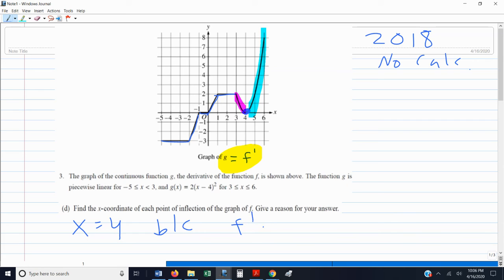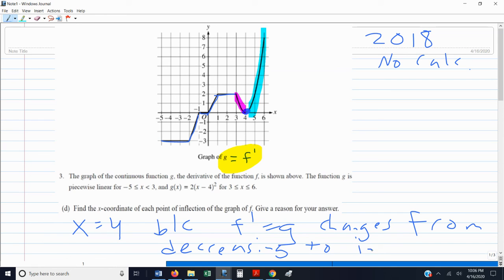because f prime equals g changes from decreasing to increasing. Not negative to positive, nothing like that. It has to actually be the words decreasing to increasing.